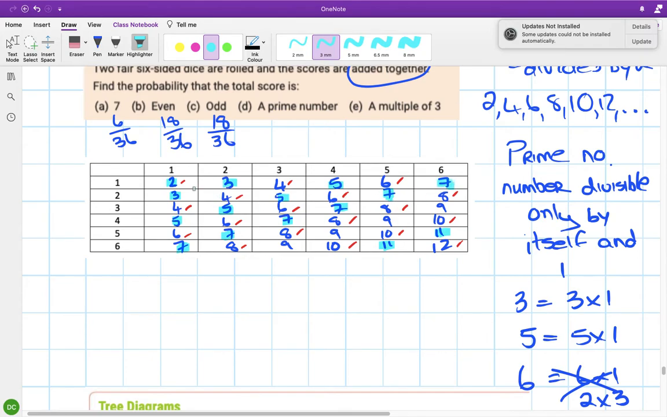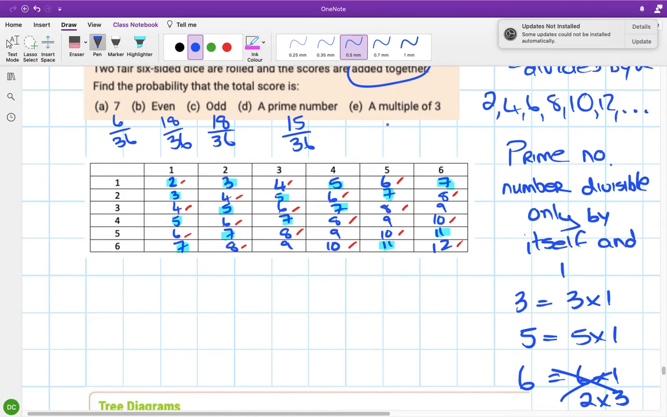Okay. So 1, 2, 3, 4, 5, 6, 7, 8, 9, 10, 11, 12, 13, 14. I think that's 15 out of 36. And again, if you want to type that into your calculator using the fraction button, you get 5 over 12.